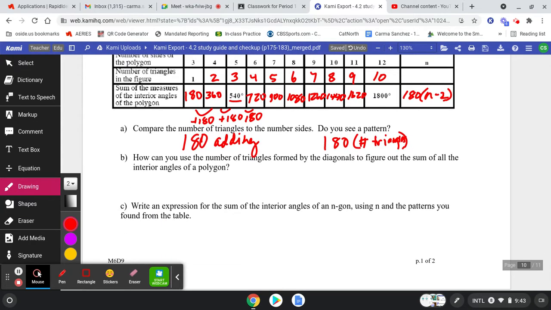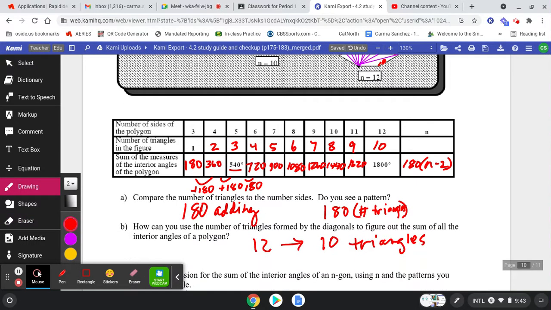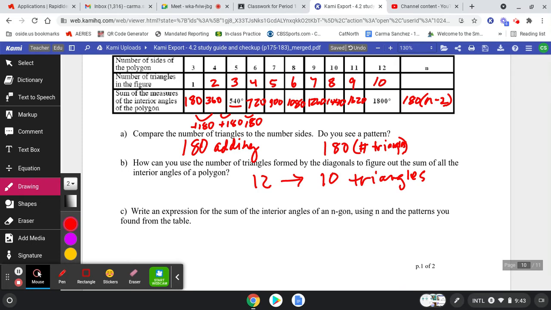How can we represent the number of triangles formed by the diagonals to figure out the sum of all of them? So if there's a 12-sided figure, we notice that that had 10 triangles inside. Well, why is that? Because the 2 consecutive sides can't be counted. We can't count 2 of the corners because those wouldn't be diagonals. Those are just sides. So we can only count all the other vertices across. So if 2 aren't counted, that's where the n minus 2 comes from.